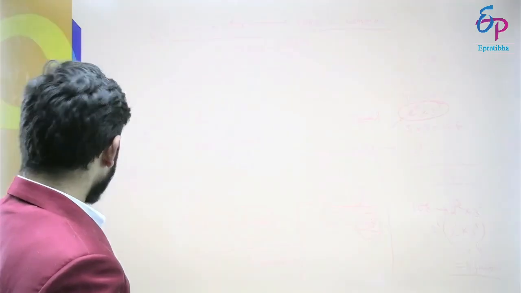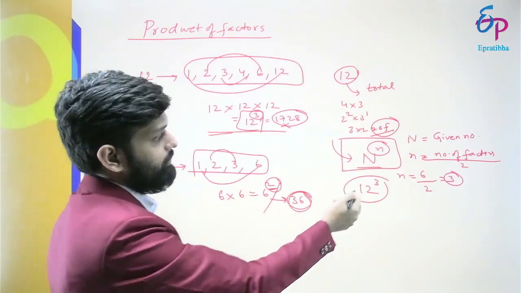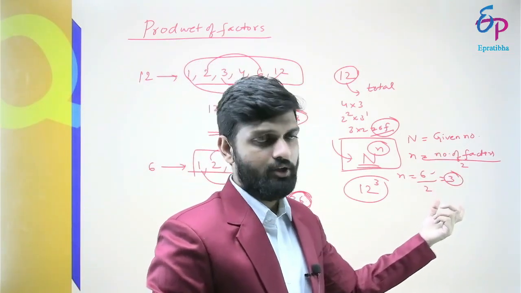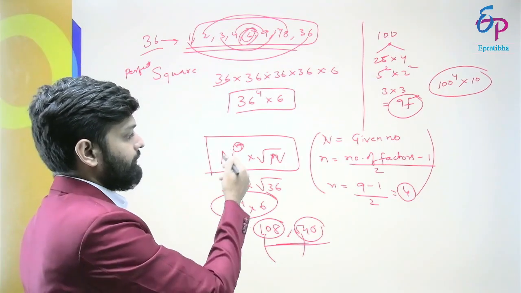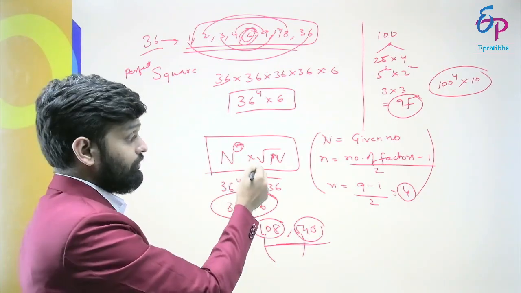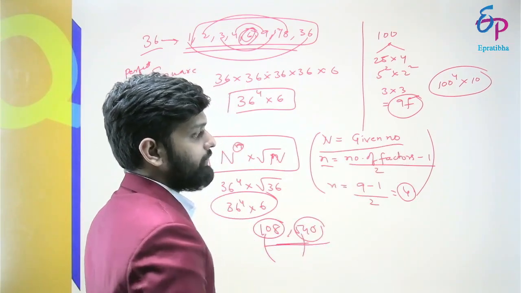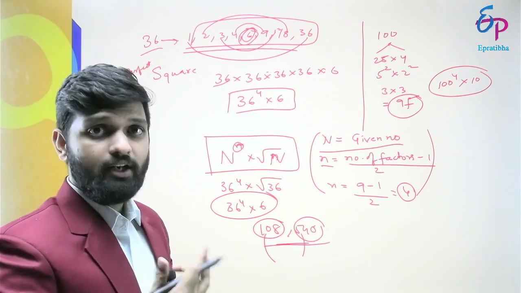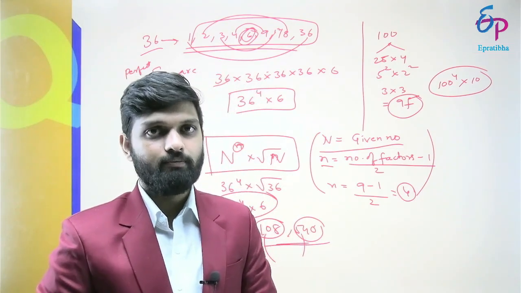For finding the product of factors, for normal numbers the formula is capital N power small n, with capital N being the given number and small n being the number of factors divided by 2. For perfect squares, the formula is always capital N power small n into root of capital N, where N is the same given number and small n is the number of factors minus 1 by 2. So these are the main important subtopics in number system. So let's conclude here. I hope you liked the session. Keep watching. Thank you.